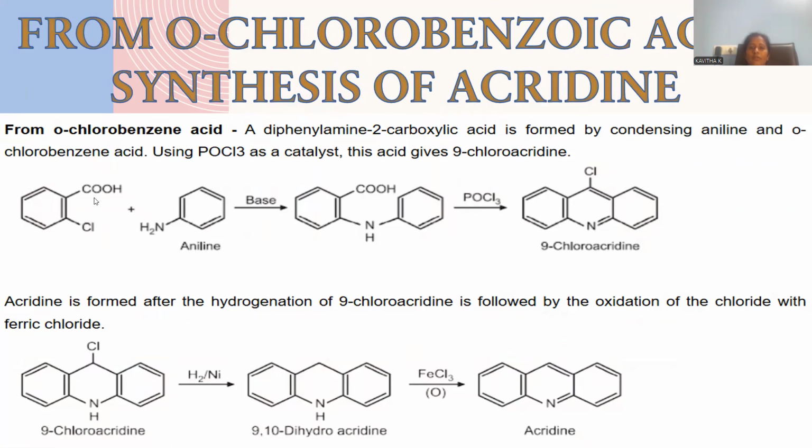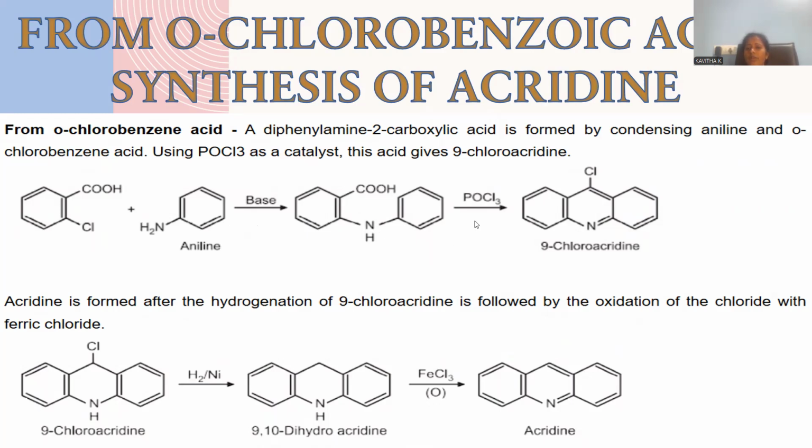Orthochlorobenzoic acid will be one of the starting materials, and aniline will be the other starting material, condensed under alkaline conditions, so that condensation between the amine and the chlorofunctionality gives rise to hydrochloric acid as the byproduct. Here you can notice an ortho carboxylic acid containing diphenylamine. This is N-phenylanthranilic acid, or else you can designate the molecule as diphenylamine carboxylic acid.